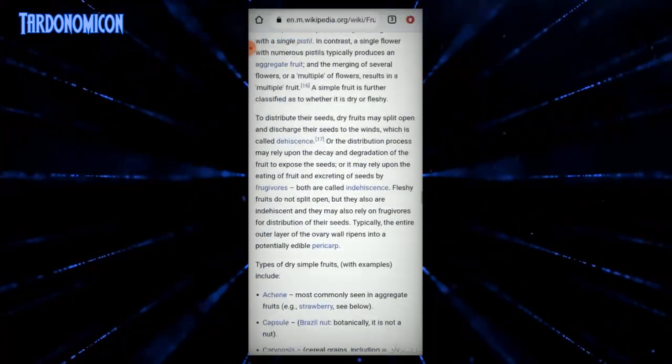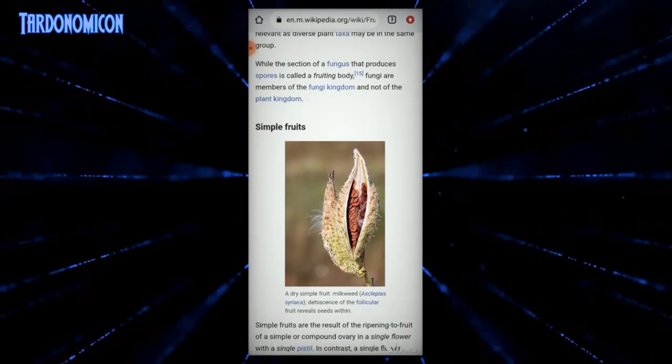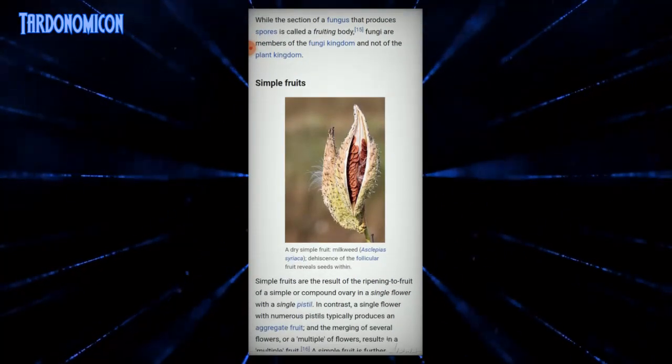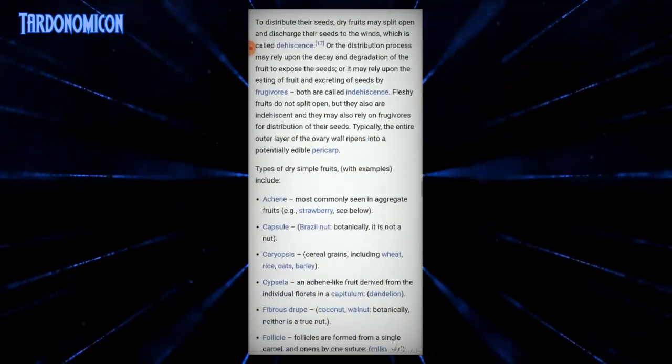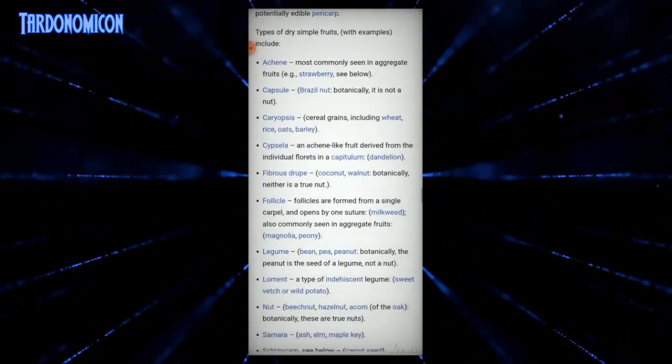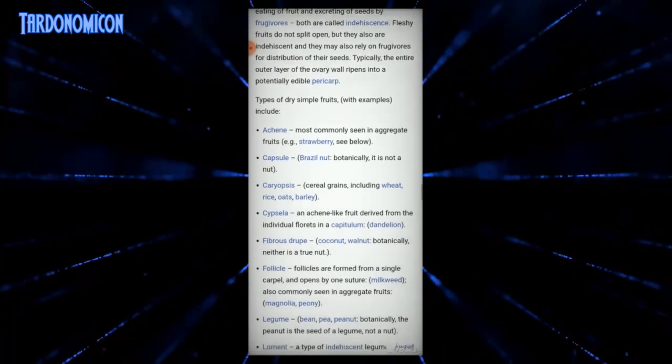Okay, that's important because you have to remember, not all fruit is edible. Remember how many poisonous berries exist in nature, but this fruit here, milkweed, is not edible. You will get very sick if you try to eat milkweed. So, types of dry, simple fruits.